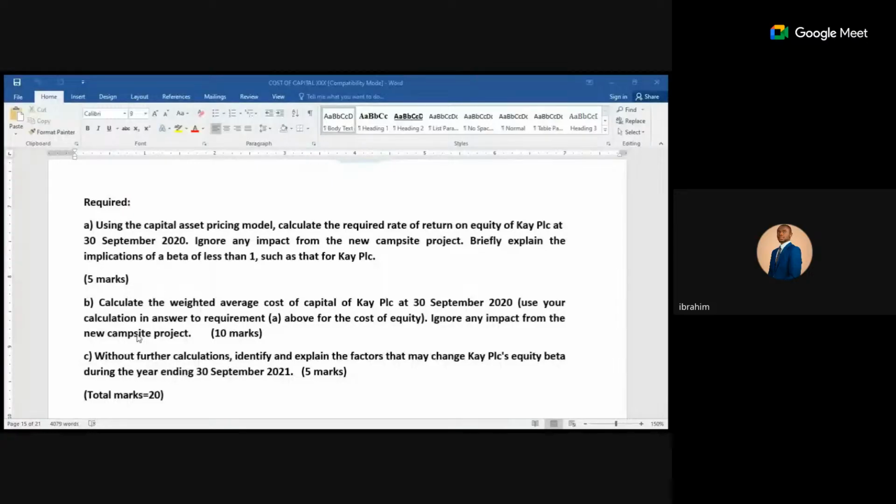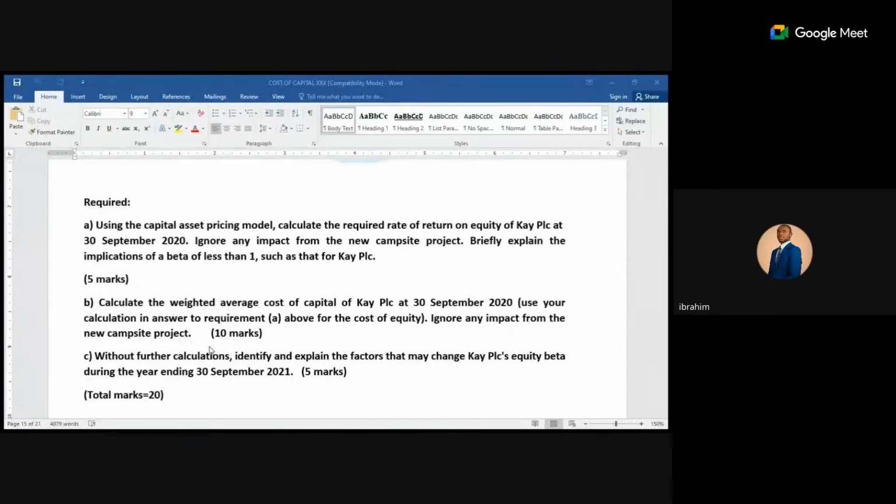So which means that when you want to determine the weighted average cost of capital, the equity that you calculated in A, you have to use it to calculate the weighted average cost of capital. Ignore any impact from the new campsite project, 10 marks.